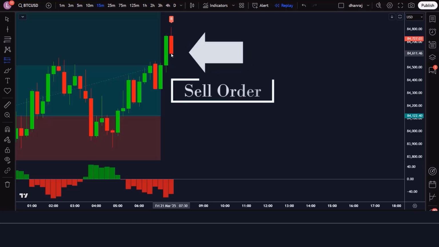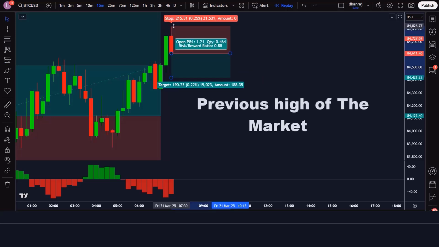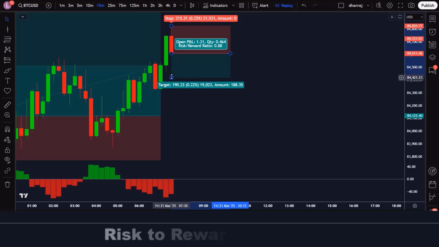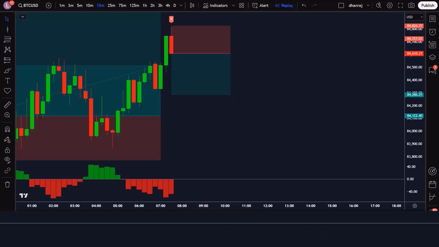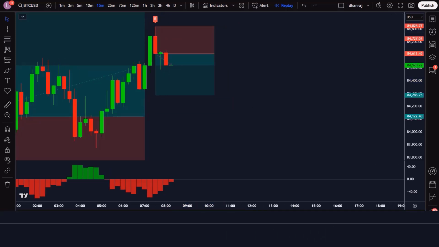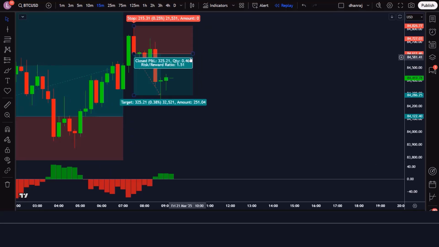So all our conditions are being fulfilled, so we are placing an order to sell. Our stop loss is to be placed at the previous high of the market. And the risk to reward ratio will be 1:1.5. Let's see what happens to our trade. We have won this trade. Let's find the next trade.